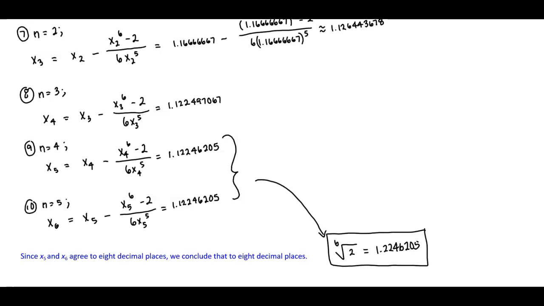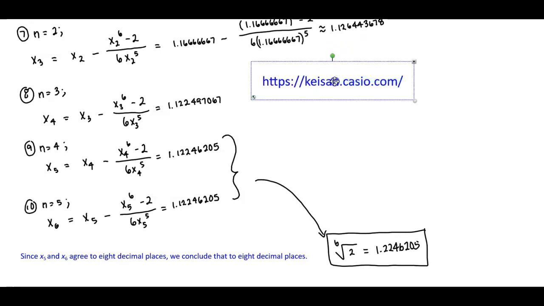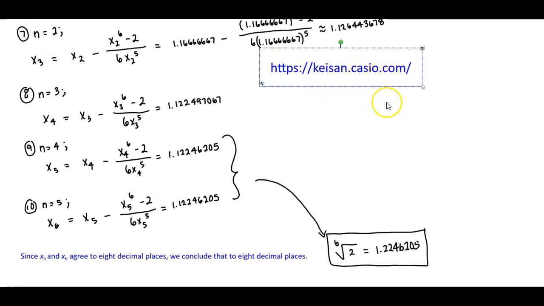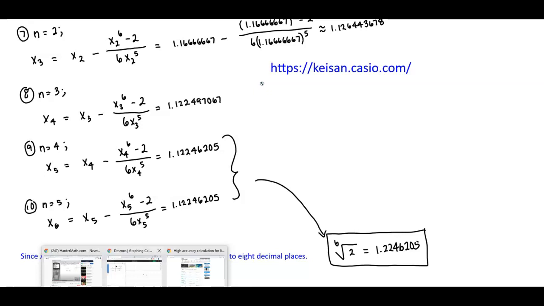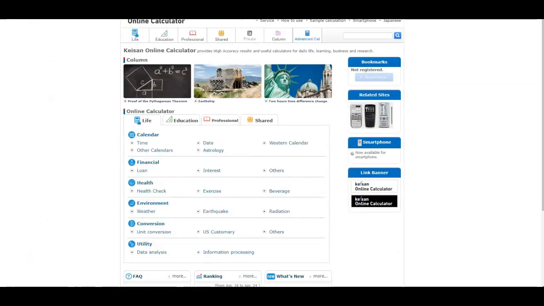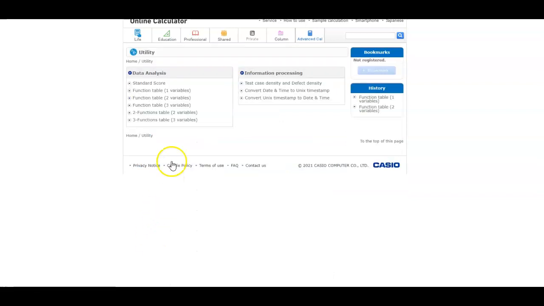Okay, so the website I'm referring to is called casio.com. Now if you go to that website, I'm going to show you here. When you get to this website, there's a lot of calculators in here. So what you want to do is scroll all the way down. You see where it says utility, because it gives you data analysis. You're going to select utility, and then from here you're going to select functions table with 1 variable.